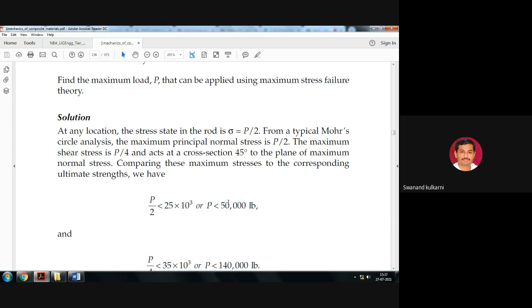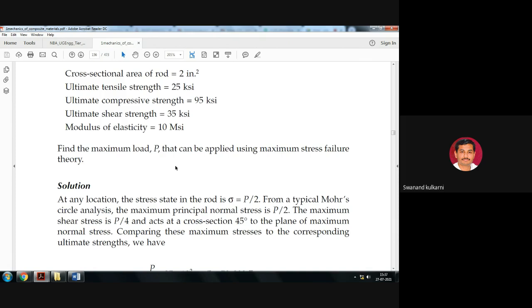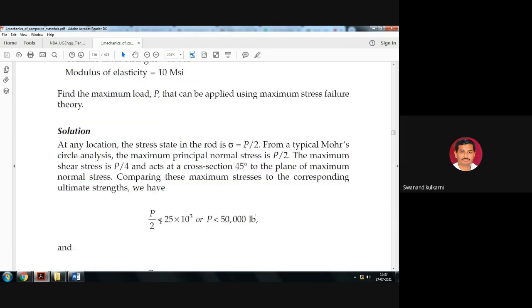If we take the compressive strength into the calculation, then it will become 95, then 95 into 2, it will become 190. And as compared to 190, 50 is very small. So this 50,000 is preferred in this first criterion when we are considering regular kinds of stresses.